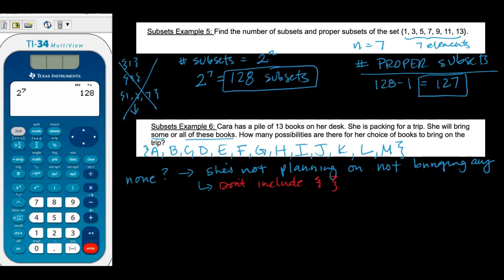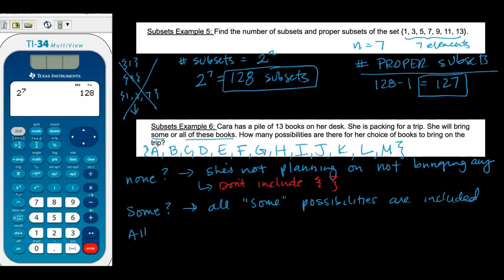So let's think about what would happen if she brought some of the books. If we list all the subsets, those should all be included. So all the some possibilities are included if we list out all the subsets. And then what about all? She might bring all. And I'm saying this because it explicitly says in the problem that she might bring some or all. So because it said that, we can be open to some of them. We can be open to all of them. And so some and all, that would be included in doing the total number of subsets.